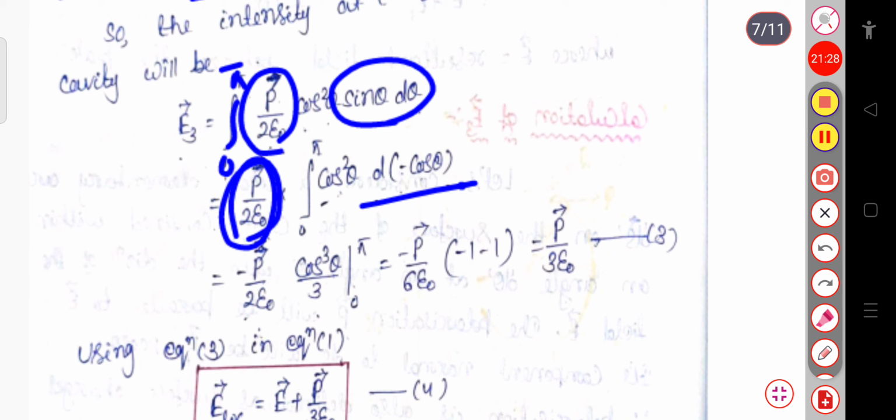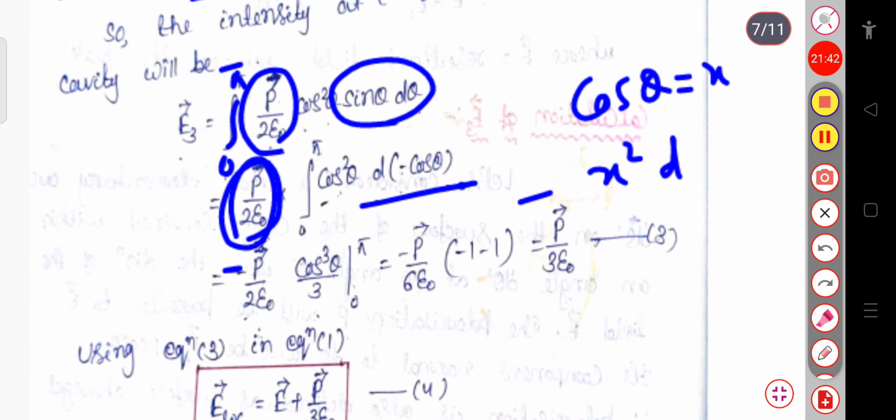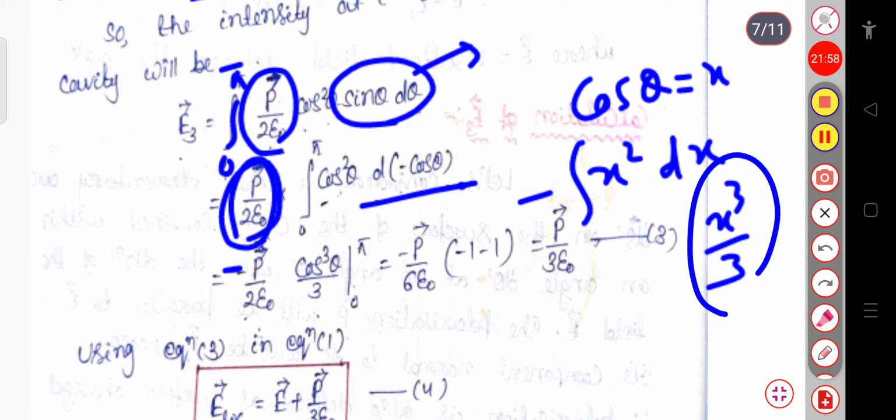This minus sign comes here, and for the cos square theta d theta, if we consider that cos theta equal to x, this is the integration over x square into d of minus x. So the minus sign is taken outside, and this will be the integration of x square dx, which is simply x cube by 3. You can integrate in this way also, or you may consider that cos theta equal to x. So x is nothing but your cos, and this will be your cos cube theta by 3, and you have to integrate from 0 to pi.